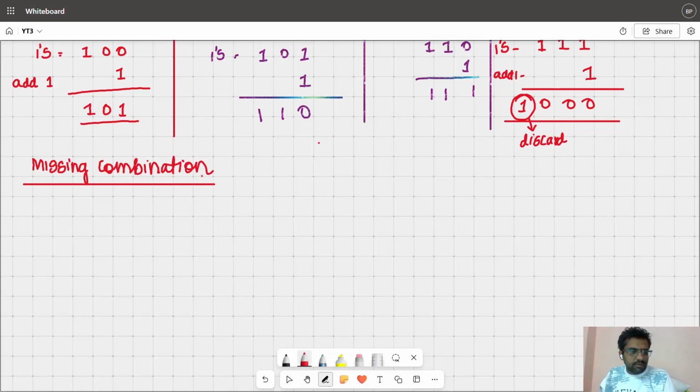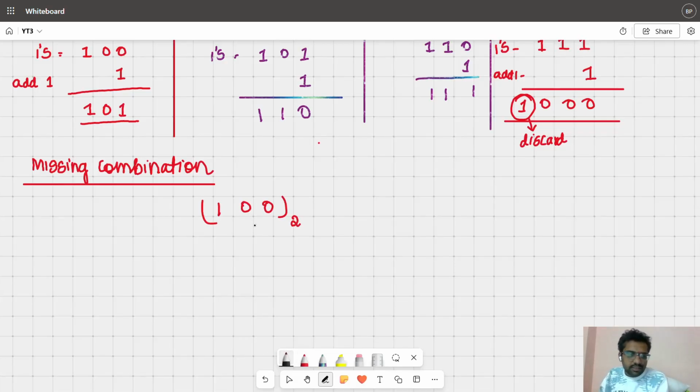The missing combination is 100 to the base of 2. Let us consider 100 to the base of 2 as the 2's complement equivalent, which is the missing combination. Is that okay? Here the MSB is 1, which represents a negative number. If it is a negative number, what we need to do is compute its 2's complement equivalent.